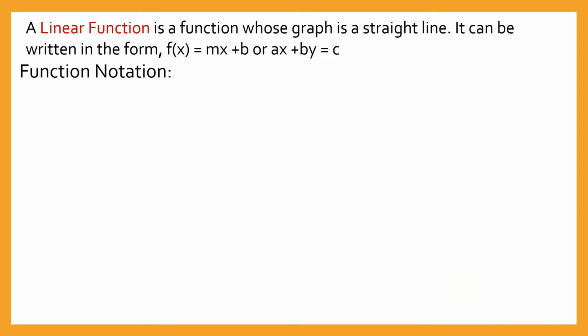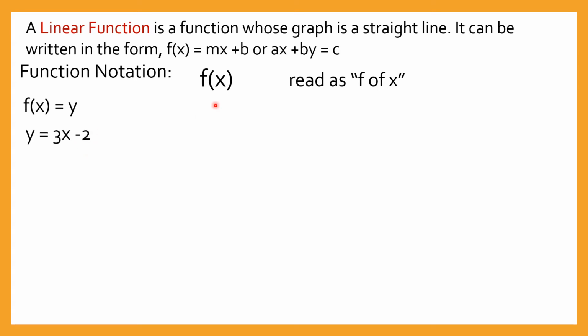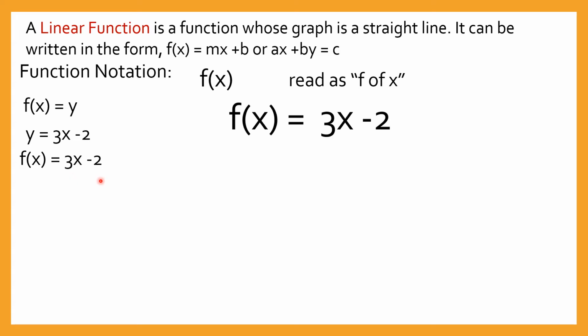So again, what is a linear function? A linear function is a function whose graph is a straight line. It can be written in the form f of x is equal to mx plus b or ax plus by is equal to c, and in function notation, read as f of x. Now, f of x is also the same as y. So if I have y is equal to 3x minus 2, I can rewrite this as f of x is equal to 3x minus 2.